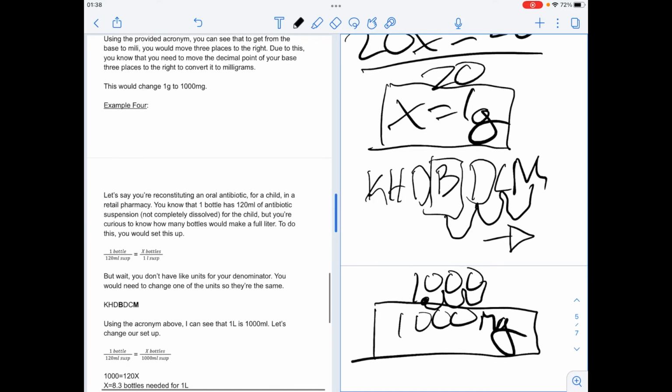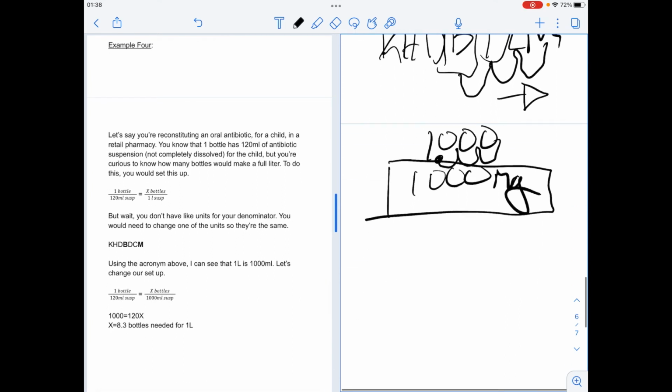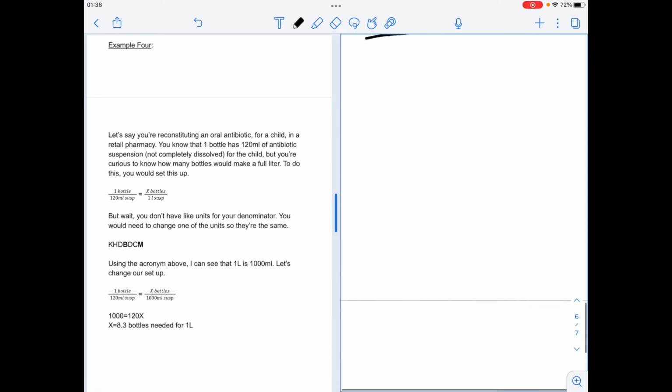Okay, moving on to example 4. Okay, so let's say you're reconstituting an oral antibiotic for a child in a retail pharmacy. You know that one bottle has 120 milliliters of antibiotic suspension. So remember, if it's oral, we can do suspensions, which isn't fully dissolved. If it's an IV, we would have to do solutions, which is fully dissolved for the child. But you're curious to know how many bottles would make a full liter. To do this, you would set up the equation.